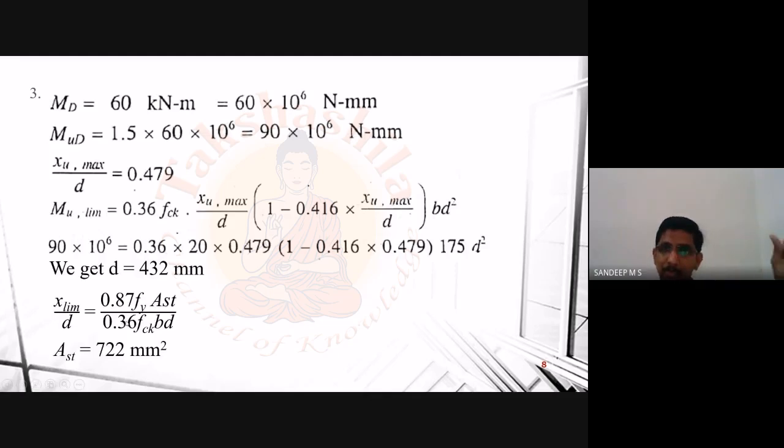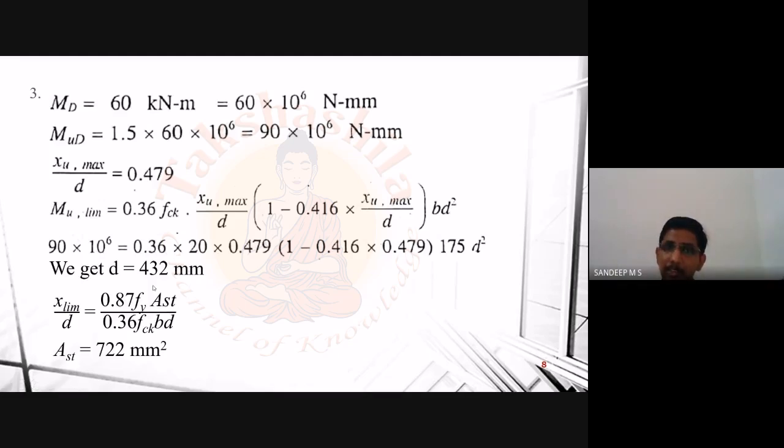Please don't represent it in decimals itself, just round it up and express it with respect to the practical view. We have to provide this depth in the actual structure, so please consider that and write your final values. There is no problem in converting this 432 to 440 or 450 mm.